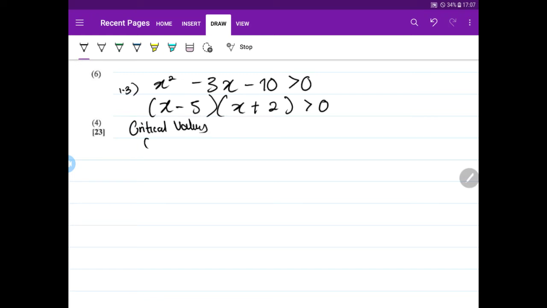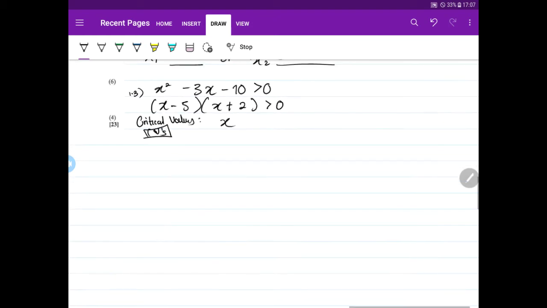You can even just write CVs. That's also very acceptable. Now, critical values, you can use an equals to sign. But up till this point, remember, this is important, keep that notation. x must not equal 5, or you can even use -2 and 5 here, because we're going to use both points. We're going to use 5 and we're going to use -2. But let's keep everything fine.